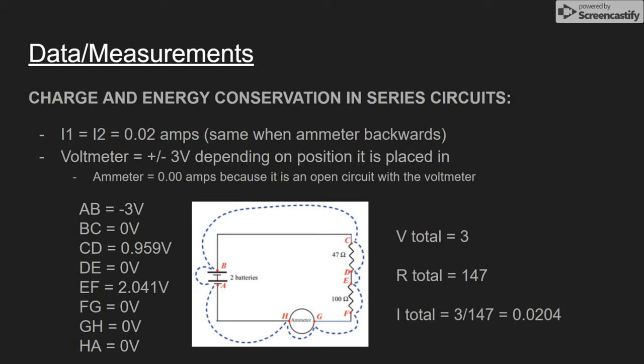Here you can see the values for each of these locations in the circuit. Overall, they add up to 0, and the V total is 3, the R total is 147, and the I total would be 3 divided by 147, or 0.0204.